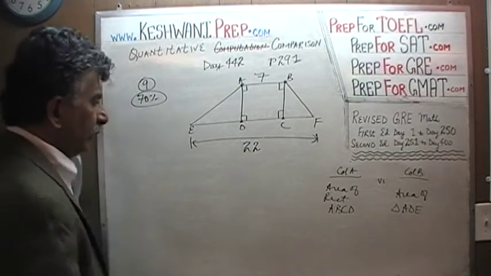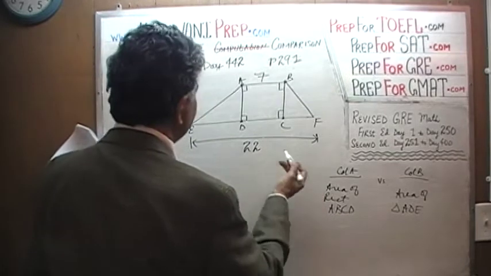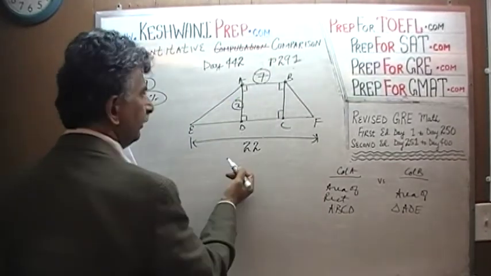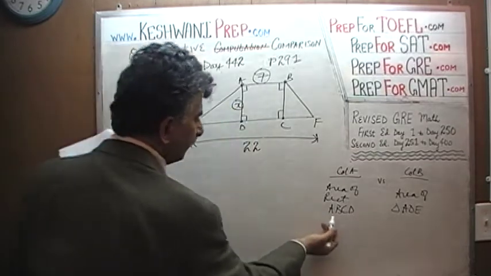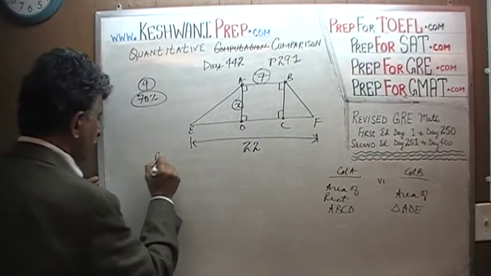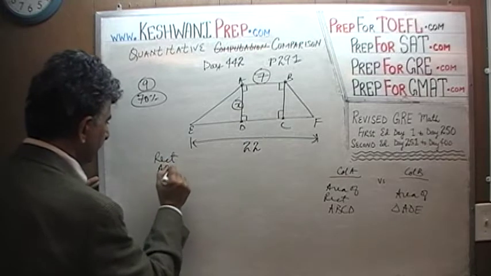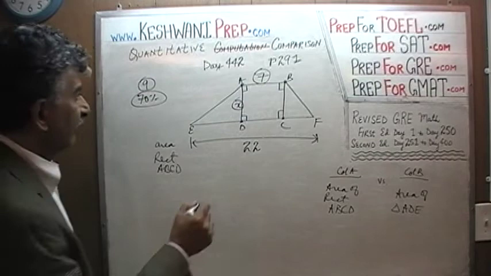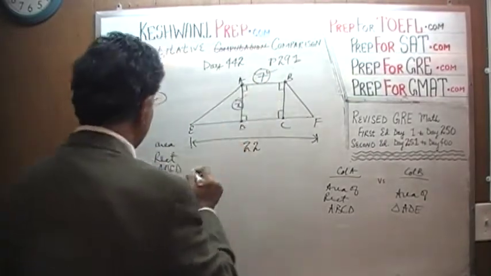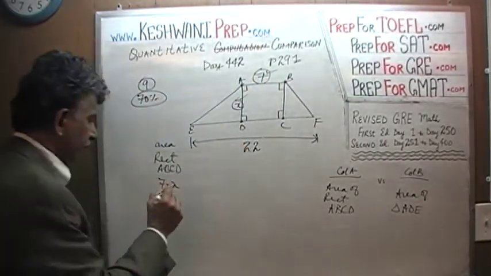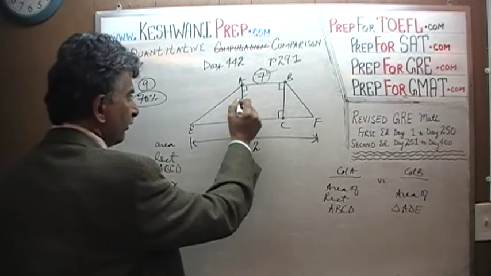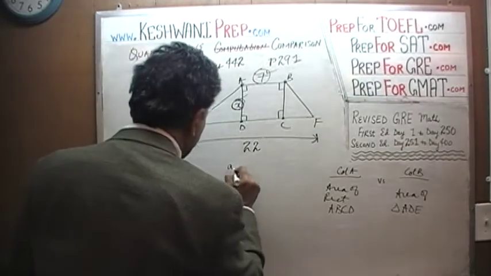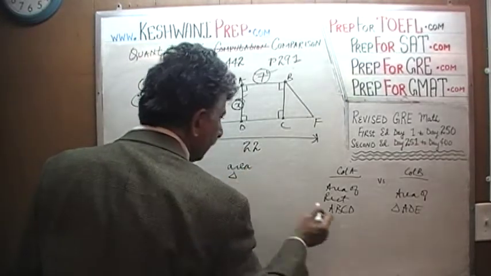Well, in order to talk about the area of the rectangle ABCD, we know this side is 7. Let's call this other side X. If this is X, then the area of the rectangle ABCD would simply be 7 times X. And this X is our creation, which is why I'm putting a circle around it.